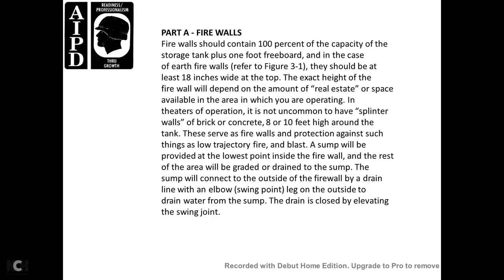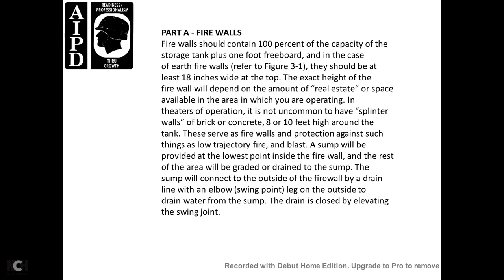Firewall should contain 100% of the capacity of the storage tank plus 1 foot of freeboard. In the case of earthen firewalls, they should be at least 18 inches wide at the top. The exact height of the firewall depends on the amount of real estate or space available in the area. In a theater of operation, it is not uncommon to have splinter walls and a brick or concrete wall 8 to 10 feet high around the tanks that serve as the firewall's protection against such things as low trajectory fire and blast. A sump will be provided at the lowest point inside the firewall.